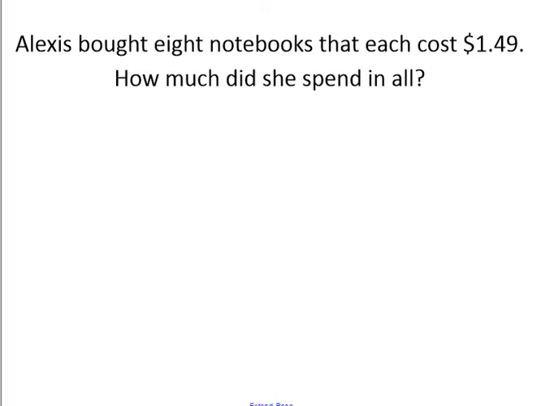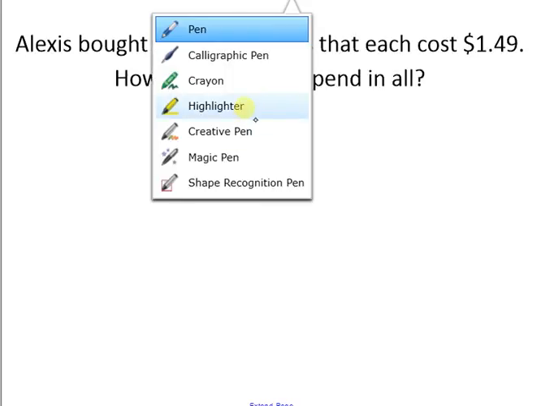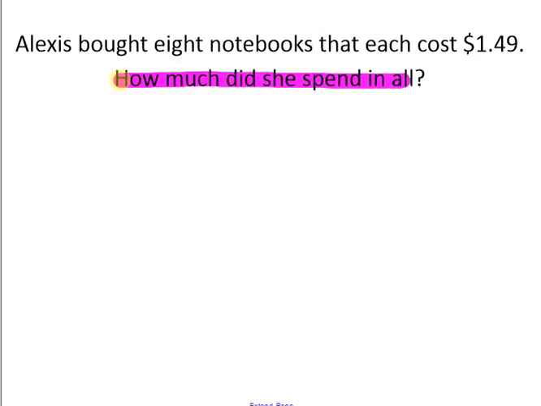All right. Alexis bought 8 notebooks that each cost $1.49. How much did she spend in all? All right, so the question is how much did she spend in all? And this right here is repeated addition. They each cost $1.49. She bought 8 of them.